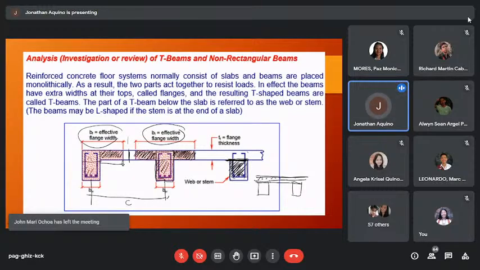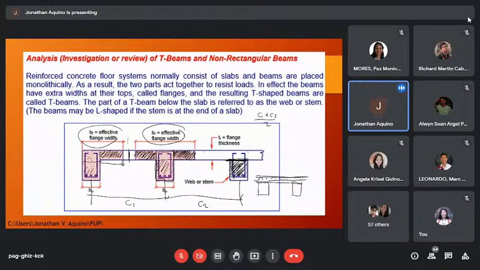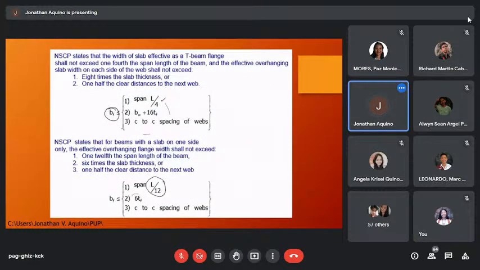Okay. So there are cases also na yung center to center spacing niya is different. Kunyari, this is C1, this is C2. So if you're going to determine the center-to-center spacing, instead of C, the center-to-center spacing is equal to (C1 plus C2) over 2. Ibig sabihin, average ng tributary between sides ng flanges. Okay. So whichever is the smaller for L-type, yun yung effective flange width na bf. Okay?